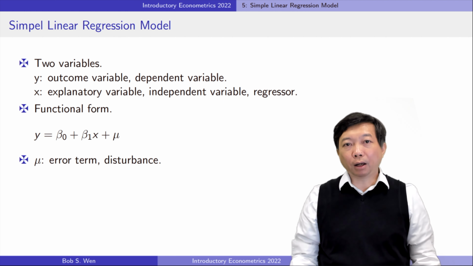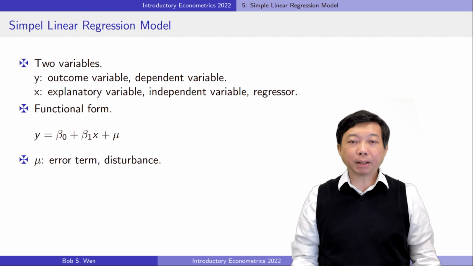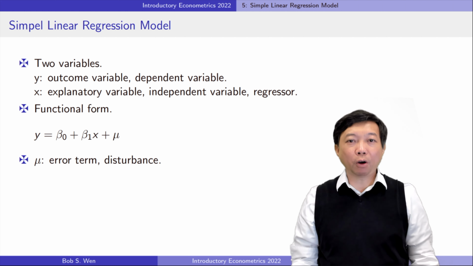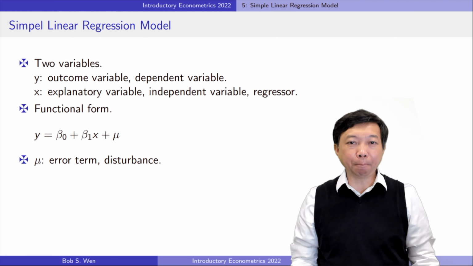We assume the functional relationship to be linear in the form y equals beta 0 plus beta 1 times x plus mu. We call it the simple linear regression model. It is also known as the two-variable linear regression model. y is the outcome variable, x is the explanatory variable, and mu is the error term.